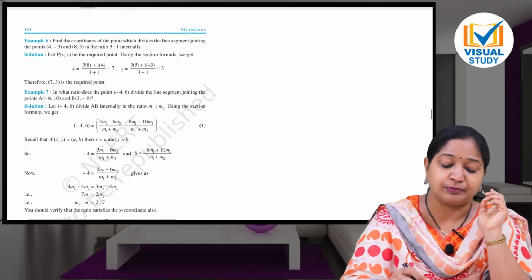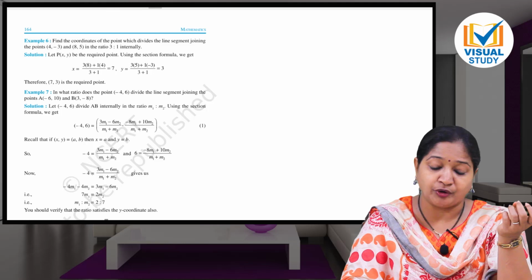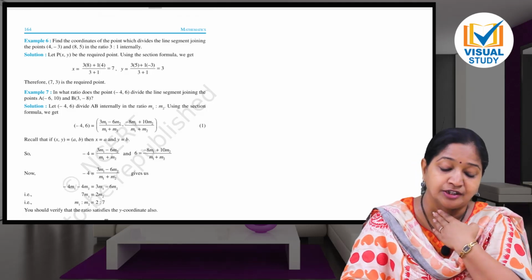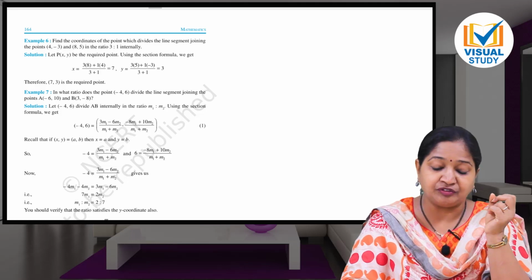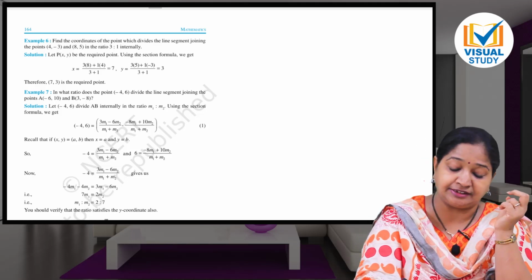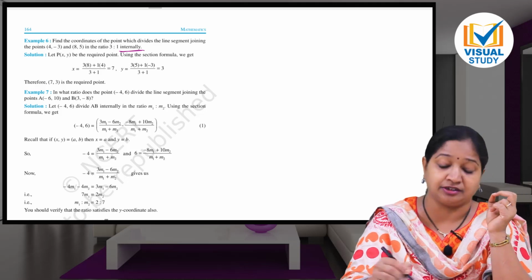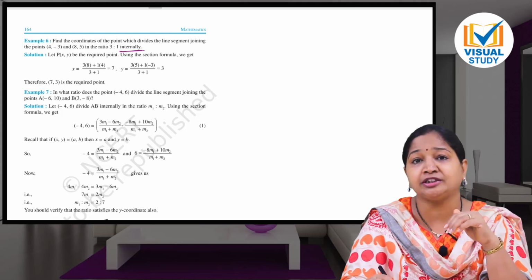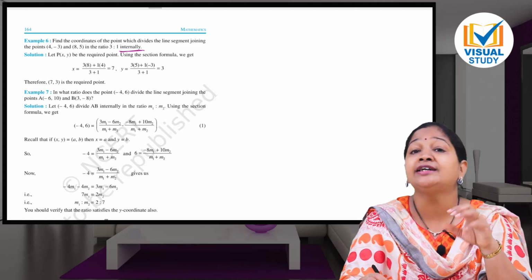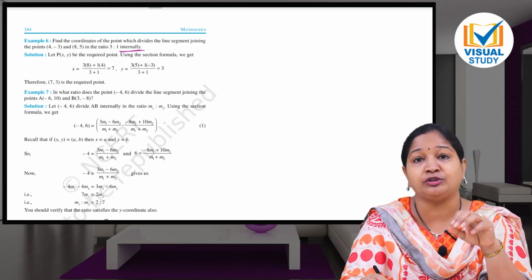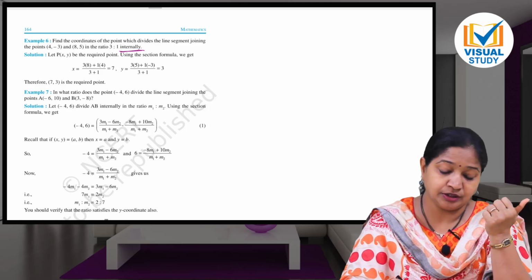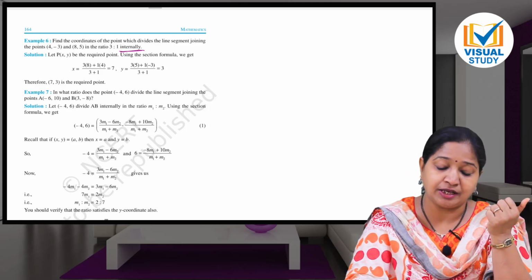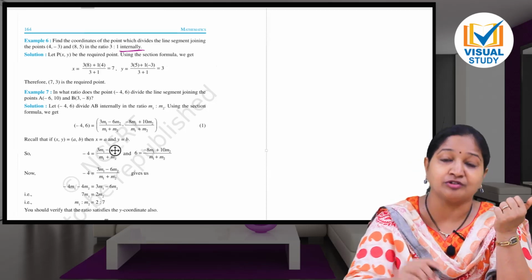They have given us the examples. Find the coordinates of the point which divides the line segment joining the points (4, minus 3) and (8, 5) in the ratio 3:1 internally. See here, they have clearly mentioned internally. Even if they have not mentioned internally, you are going to use the internal section formula only, because the external formula is not there for you this year. Then by using the section formula and M1, M2, you can find the values of x and y, that is, the point P.